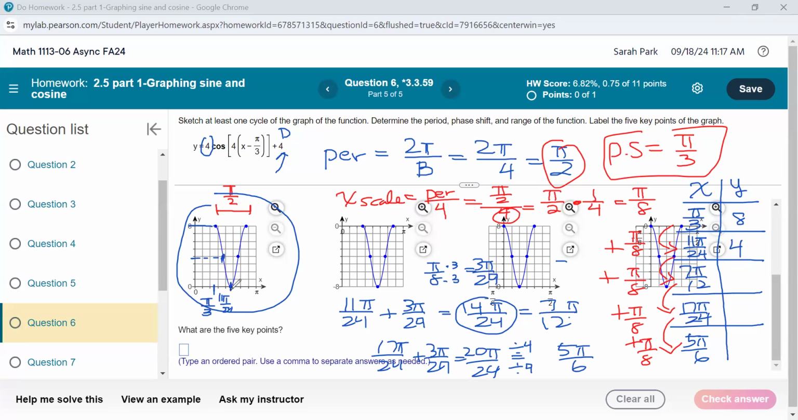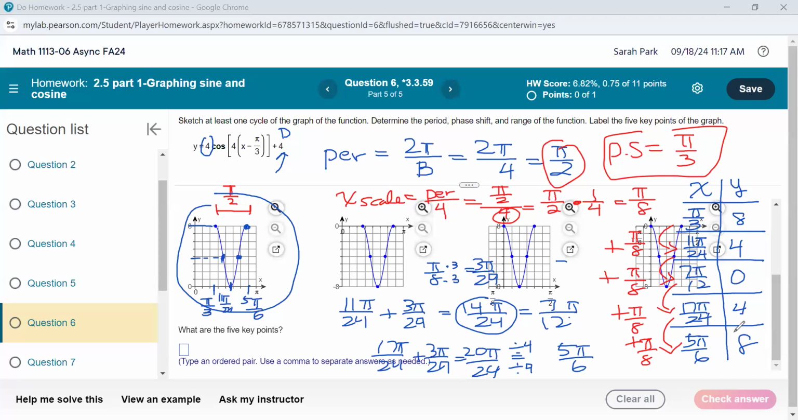Now, what's the next one? This middle one is 7 pi over 12. And what's the y value? That's 0. 17 pi over 24, it's this point. That's going to be at 4 again. 5 pi over 6 is our last point. And the y value is 8.